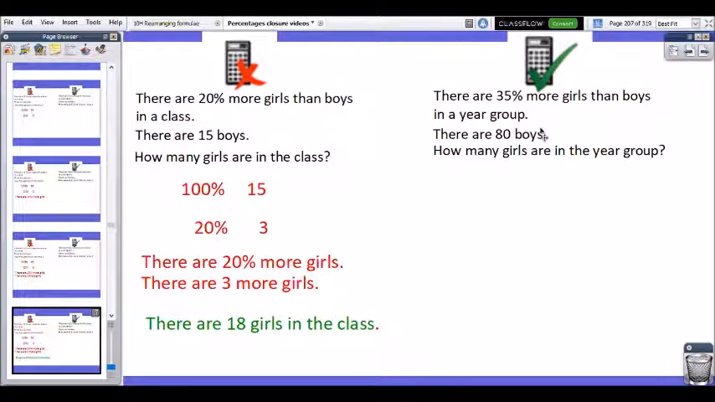Okay, so trying a calculator question now. If I am allowed to use a calculator, it's much quicker to use the multiplier method that we looked at. Okay, so there are 35% more girls than boys in a year group, and there are 80 boys. How many girls are there in this year group? Well, let's begin with a diagram.